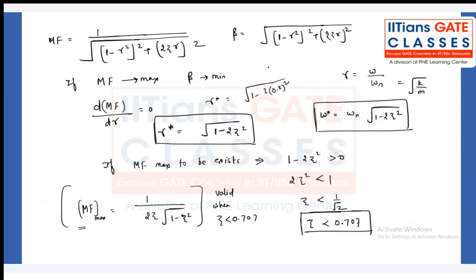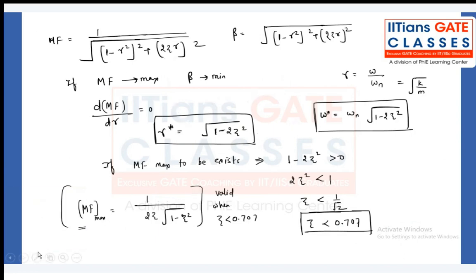If R star does not exist, see, for maximum magnification factor we are getting R star. If R star itself does not exist, then what are you going to do? How can you put it into this formula and apply this formula for 0.8? So it is only valid for zeta less than 0.707.